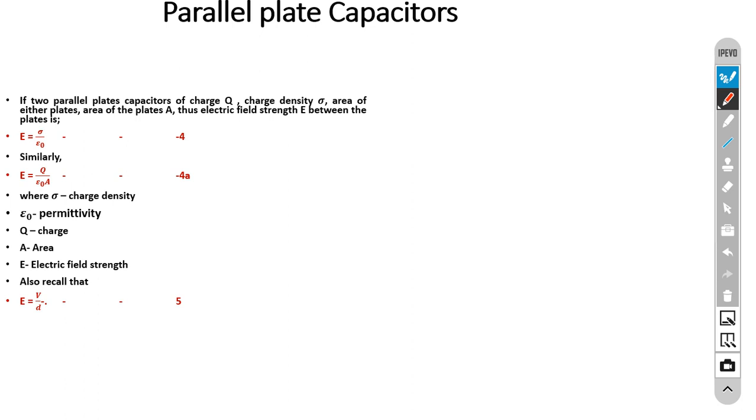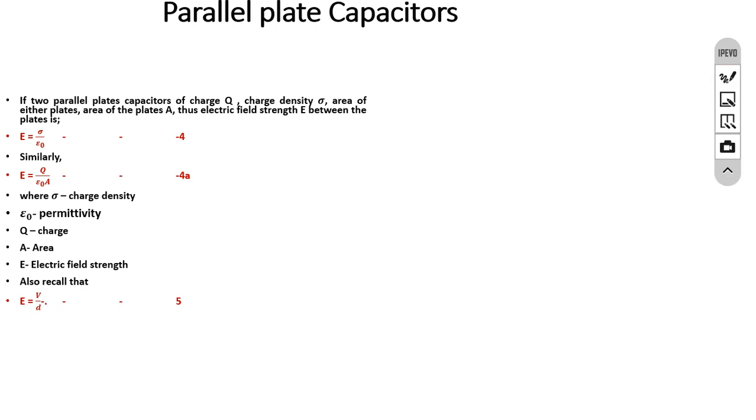Just keep memorizing. You see equation 1 or 4 here. You can as well memorize this. Also memorize this. So we have that electric field strength E equals to V over D, where V is the potential difference and D is the distance of separation between the plates.